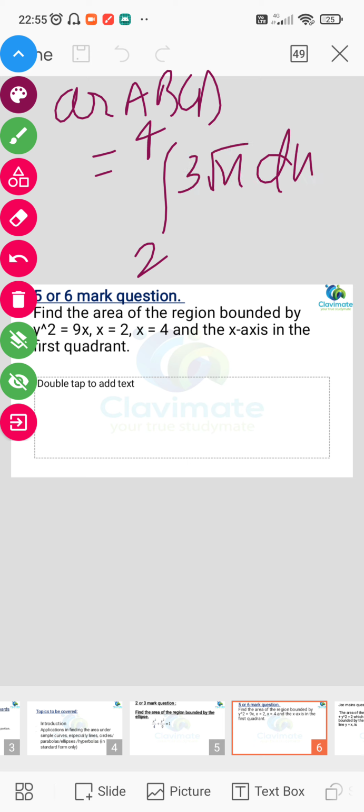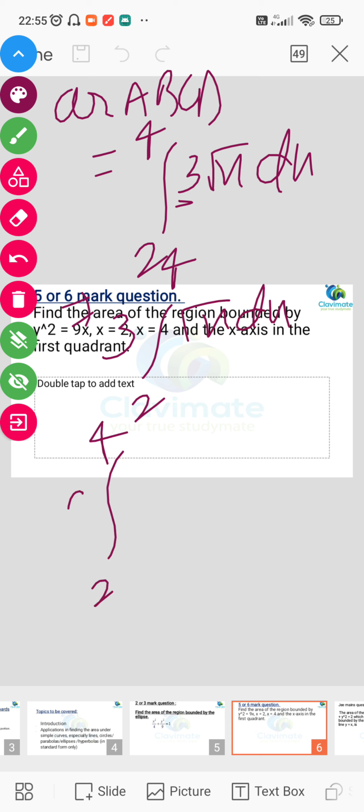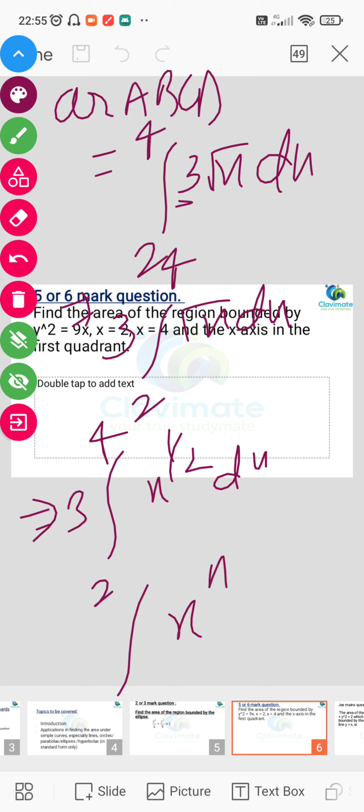Now let's solve this. Since 3 is a constant, I'll take it out. It is 3 into the integral from 2 to 4 of root x dx. Now I can write it as x power 1 by 2 dx. We know the integral of x power n is x power n plus 1 upon n plus 1. So we have 1 by 2, so it will be x power 1 by 2 plus 1 upon 1 by 2 plus 1. Okay, let's solve this.